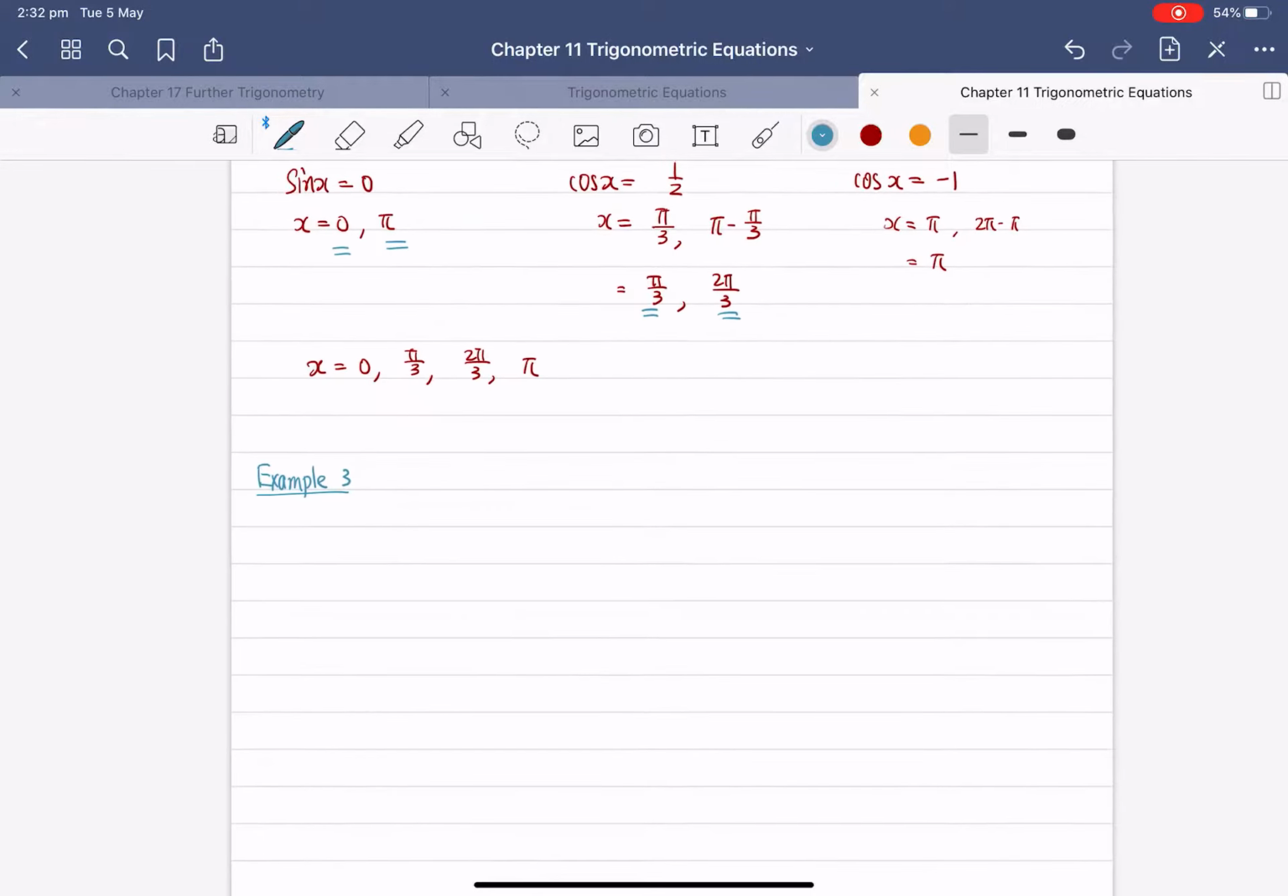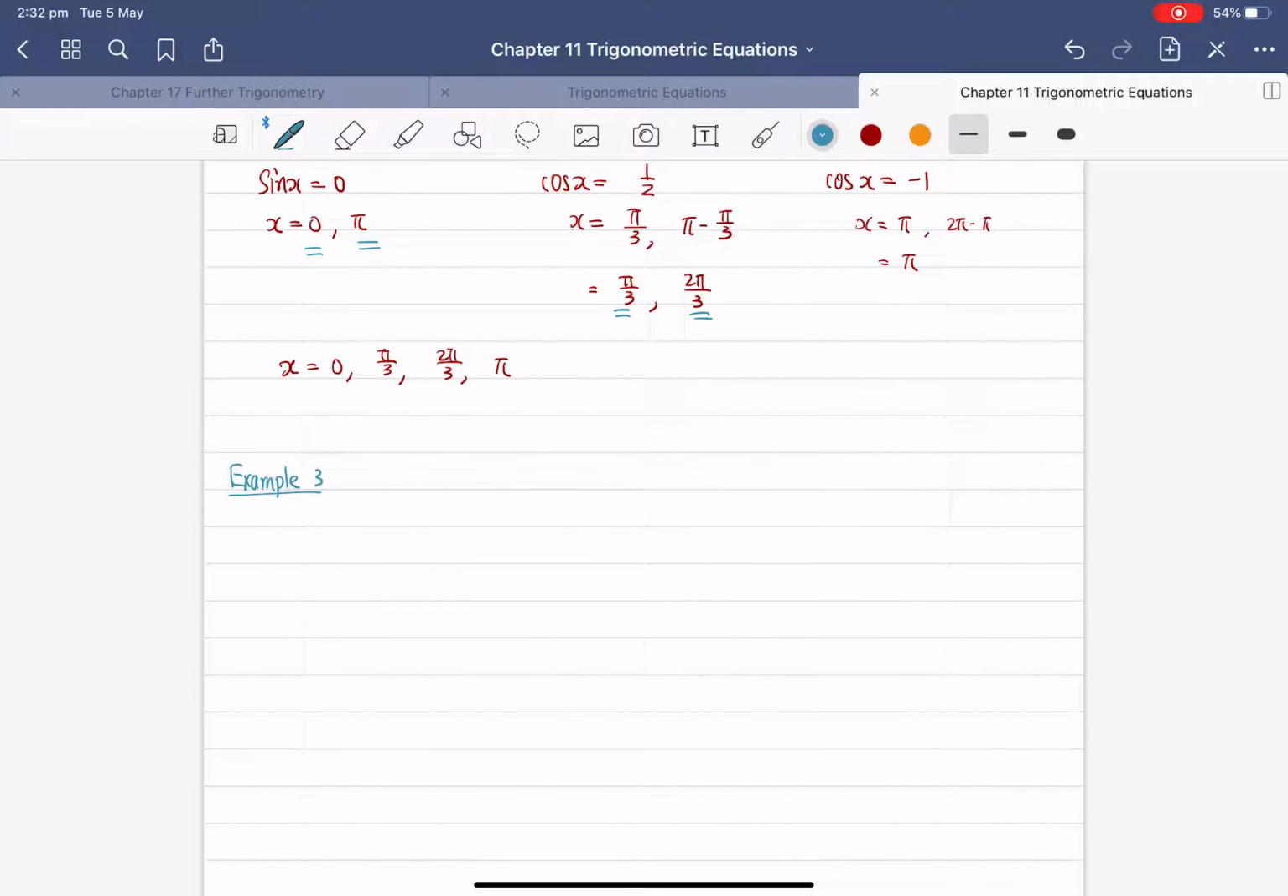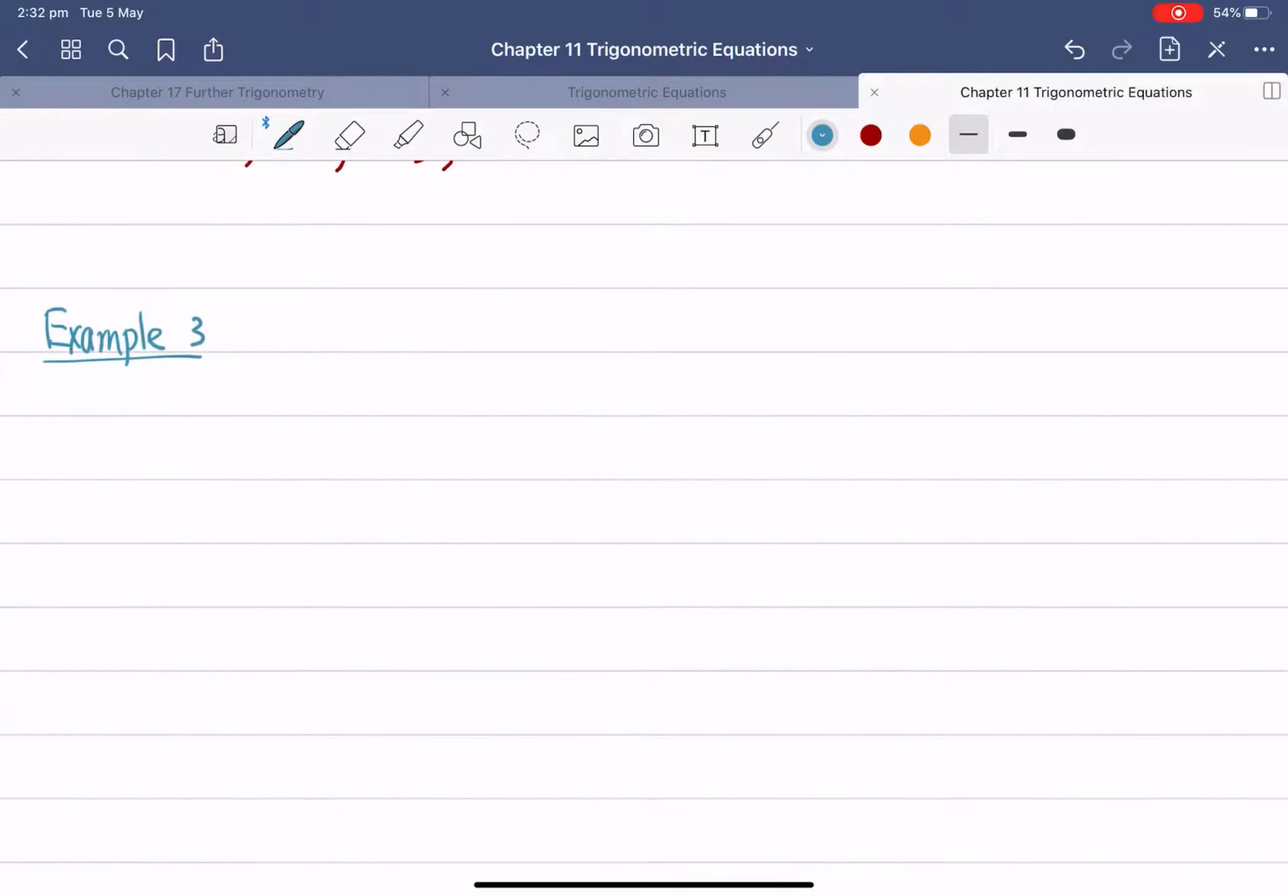All right, example 3. This is the question, and this time it's in terms of cosecant and cotangent. Square root of 3 cosecant squared alpha equals 4 cotangent alpha. We're going to find the answer between 0 degrees and 2 pi, so it's a radian measure. How do we solve this?